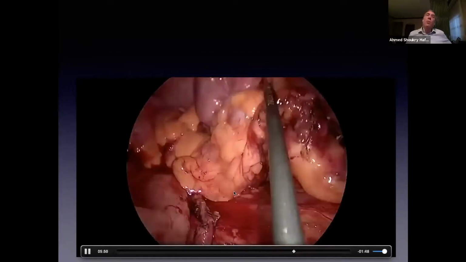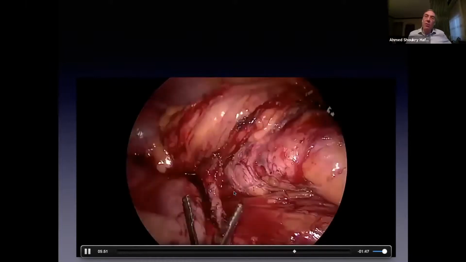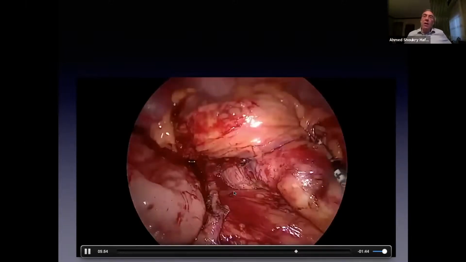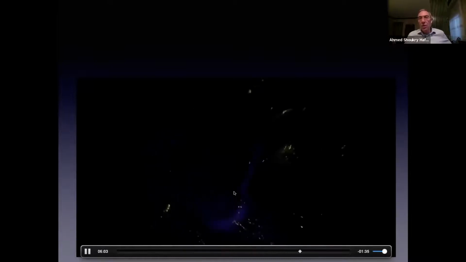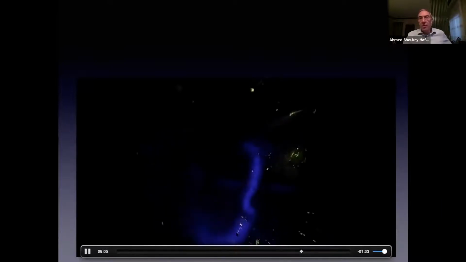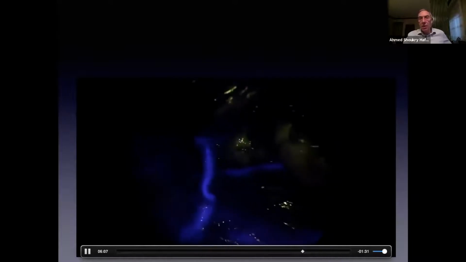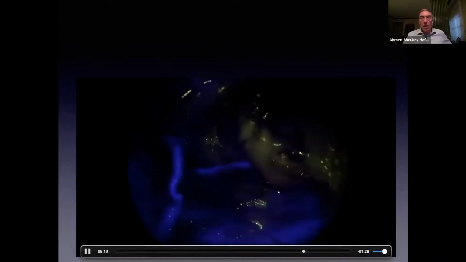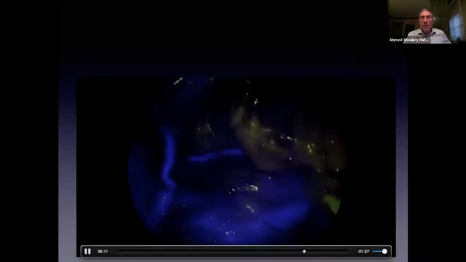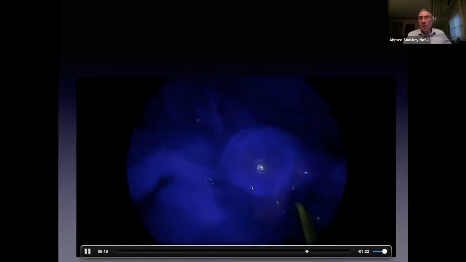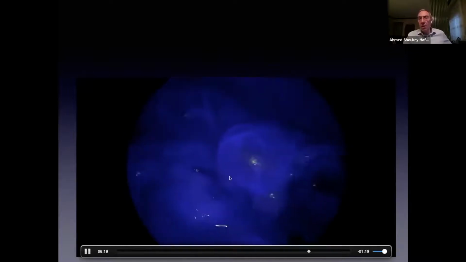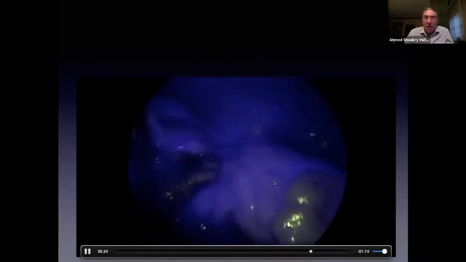And now comes the moment of truth. If we have done a good job and we have preserved the vessel, ICG will tell us if we have performed a good job or not. ICG is injected, and you see here the inferior mesenteric artery, the left colic going to the colon, and then the color of the colon starting to glow, and you see the vasculature. The preservation of the left colic maintained a very good and nice vascularization of the bowel.